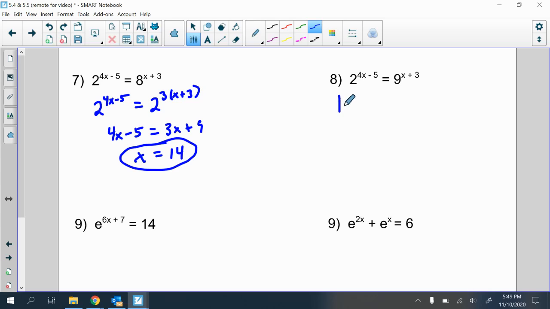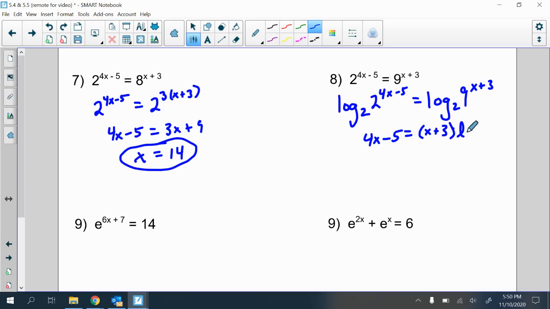So now what I would do is choose some log to take of both sides. You can either choose log base 2 or log base 9, but you have to do the same thing to both sides. So now log base 2 of 2, they end up canceling out with each other. So now I have 4x minus 5. And remember, if I have an exponent, I can move that to the front. I can move that to be a coefficient of log base 2 of 9 in this case.